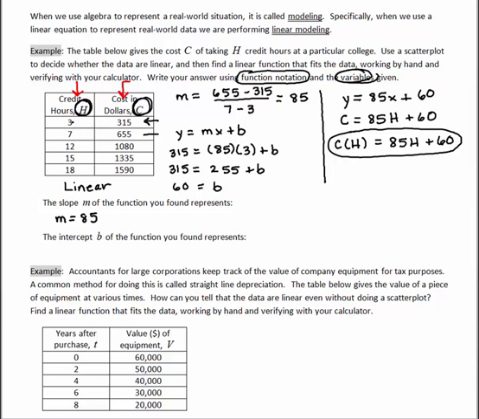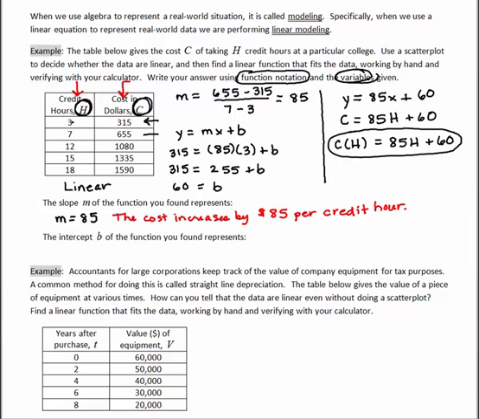So again, I can describe this by saying the cost increases, since it was a positive slope, by $85 per credit hour. In other words, the school must charge $85 per credit hour for their class.